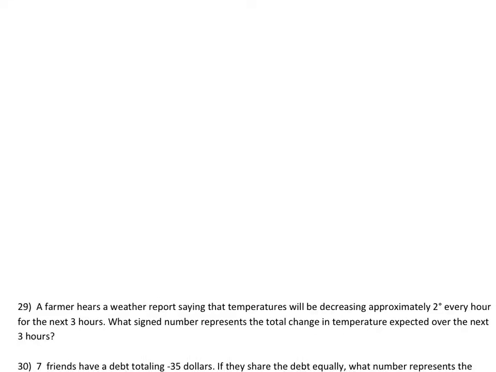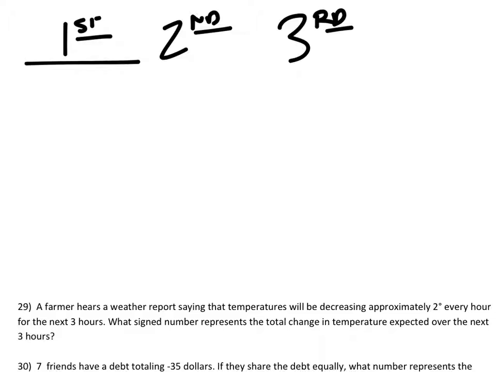A farmer hears a weather report saying that temperatures will be decreasing approximately 2 degrees every hour for the next 3 hours. What number represents the total change in temperature expected over the next 3 hours? Now, because this is multiplication and division, they want you to use it, but we don't really have to. So we can look at this in terms of first hour, the second hour, and the third hour. Again, some of you guys don't really need this either, but I hope it helps you see what's happening. So it says it's going to decrease 2 degrees every hour for 3 hours.